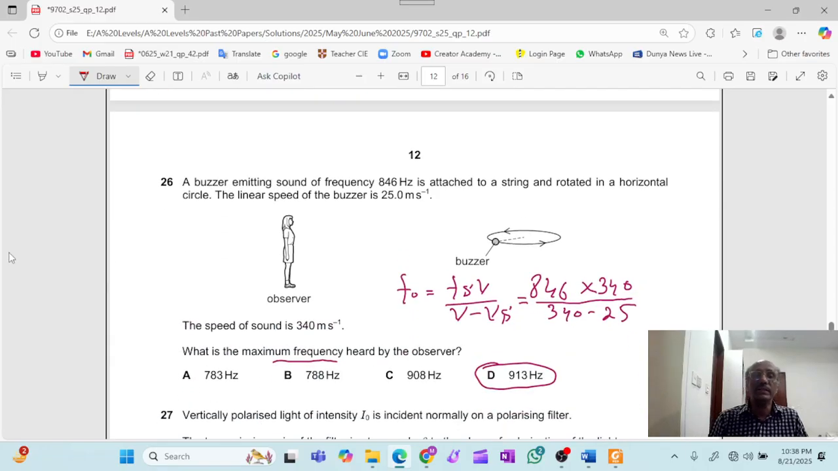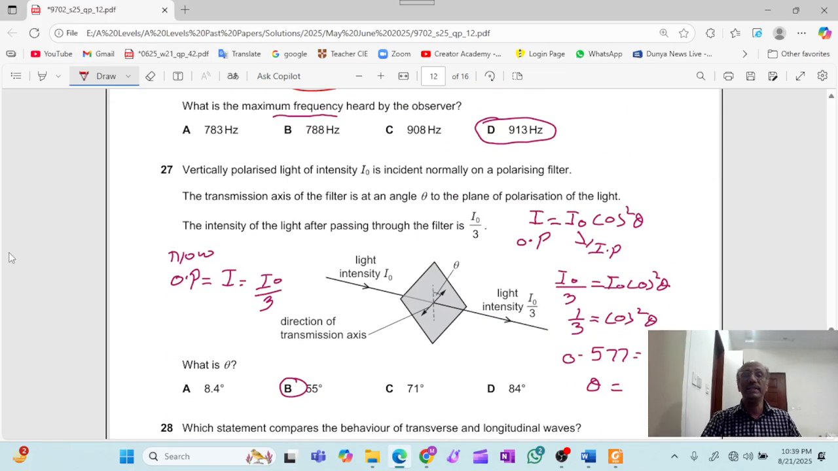A buzzer emits a sound of frequency 846 Hz, the velocity is given, and the speed of sound is given. We apply the formula f0 = fs v over (v − vs), and then we get our answer, 930 hertz. Now question number 27 is related to polarization.